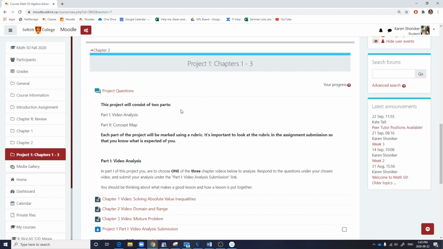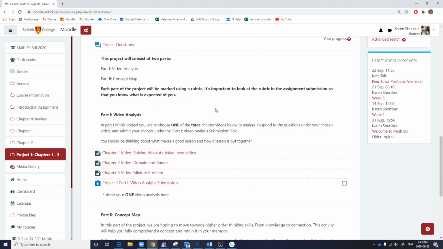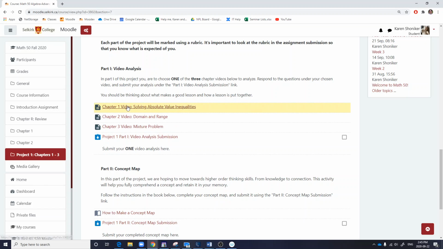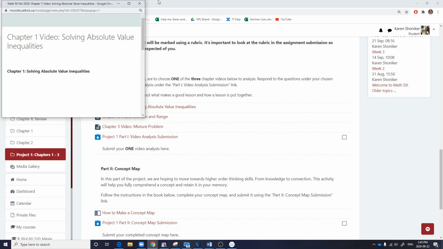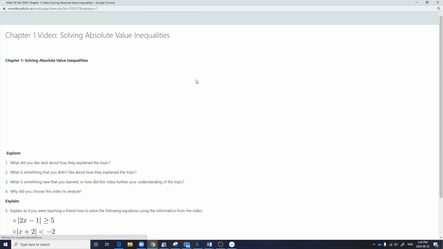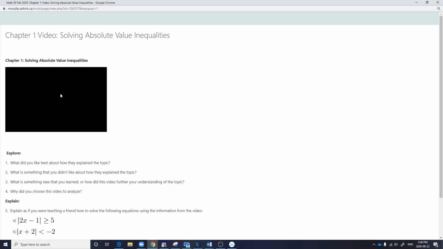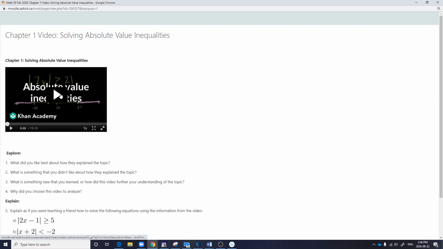The video analysis is going to have 3 video links. So each chapter, you could do these as you go, it'll be released in chapter 1. Each chapter has a video that you're going to watch and answer questions to. So for example, in chapter 1, there's a link to a video. This is a Khan Academy video about solving absolute value inequalities.